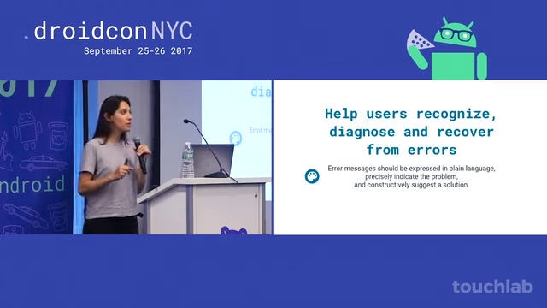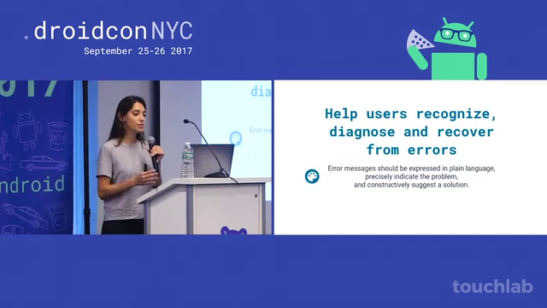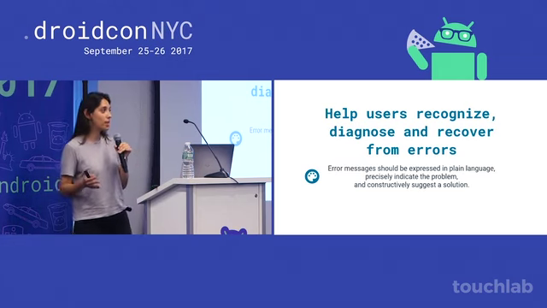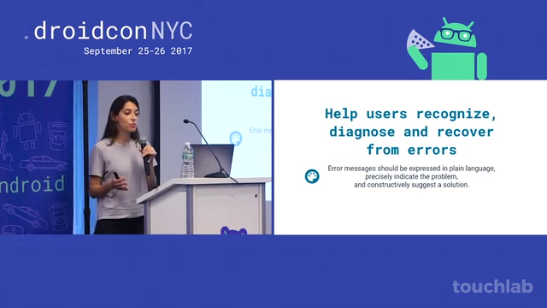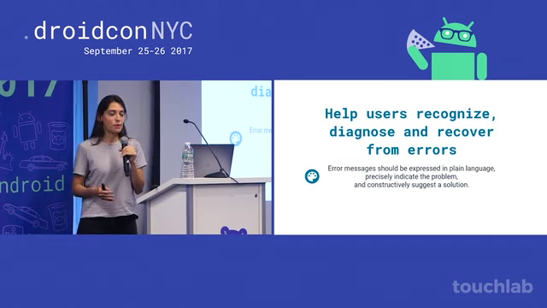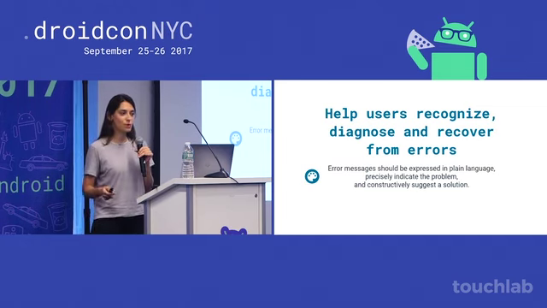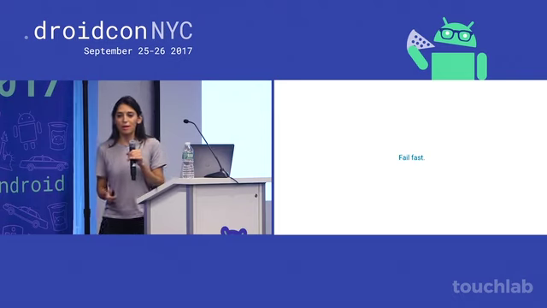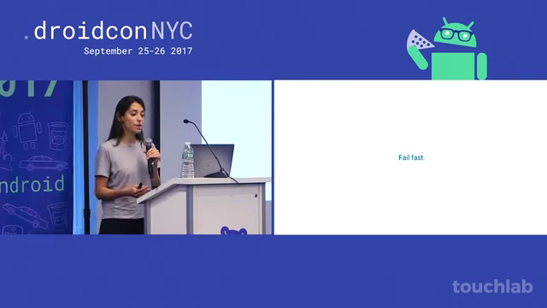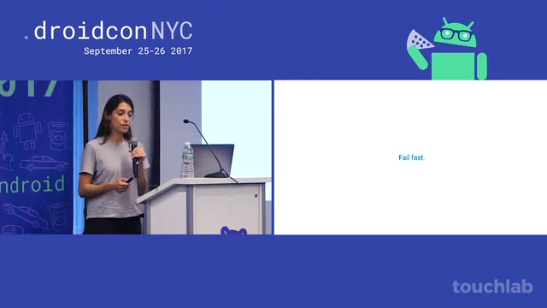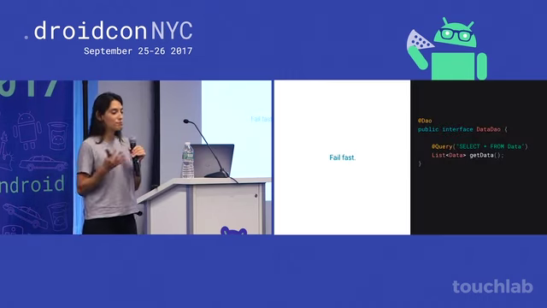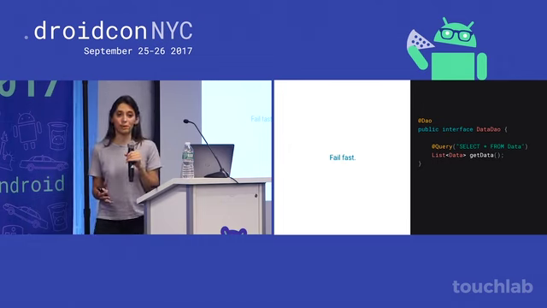Next, you should help the user recognize, diagnose, and recover from errors. So error messages should be expressed in plain language, precisely indicating the problem, and constructively suggesting a solution. Well, if this is the UI rule, what does it mean for the API? The first rule will be to fail fast. The sooner you report a bug, the less damage it will do. So compile time is the best time. And if you must fail at runtime, do it as soon as possible.